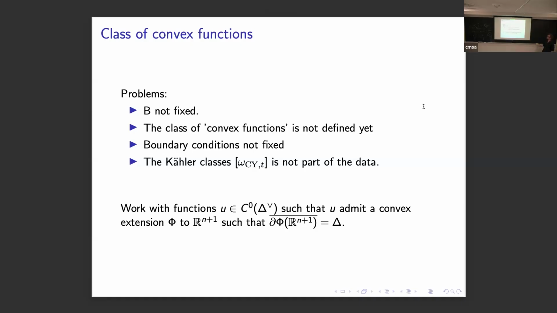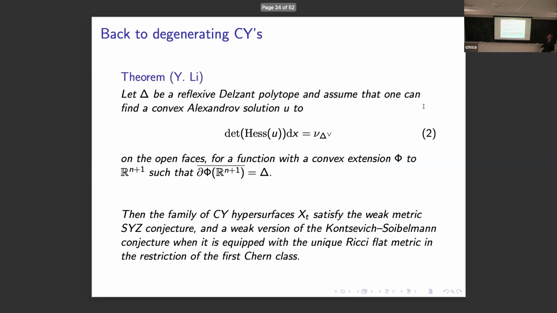It doesn't really solve this first problem, but it gives us this class of convex functions. We don't really have boundary conditions at the singularities, but we have some sort of boundary conditions for these extensions, which are quite popular in transport. So now we could ask, does this lead to anything? And this is what it leads to.